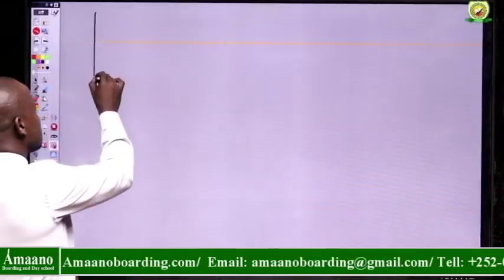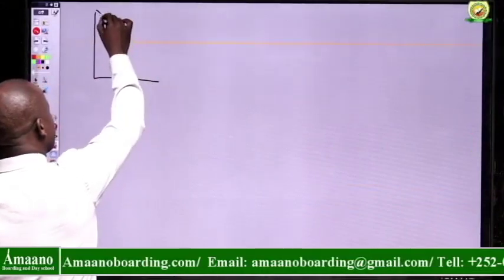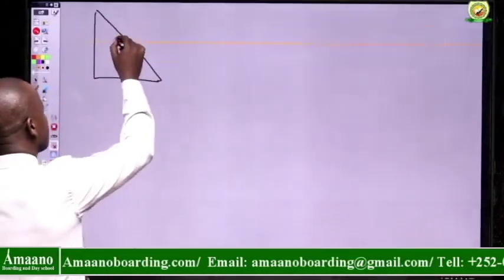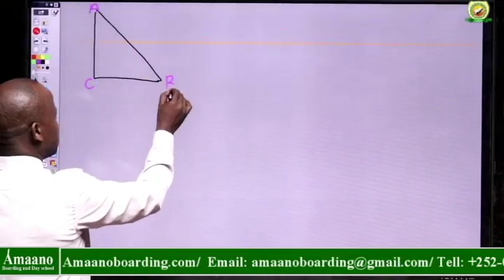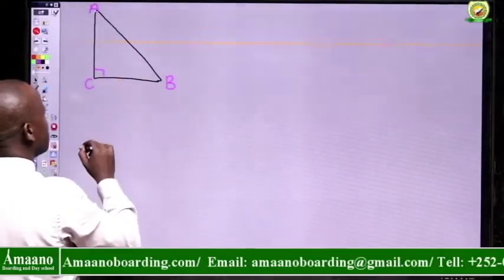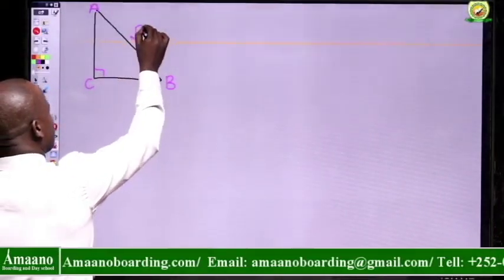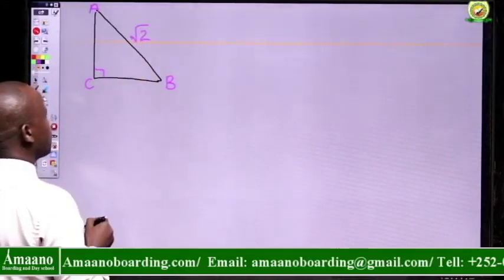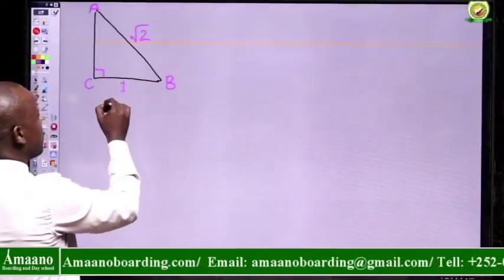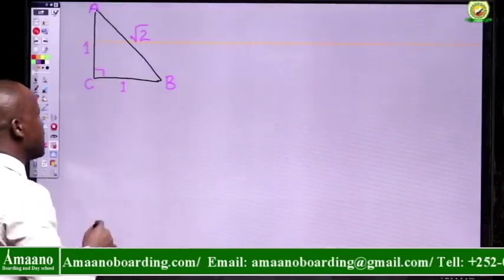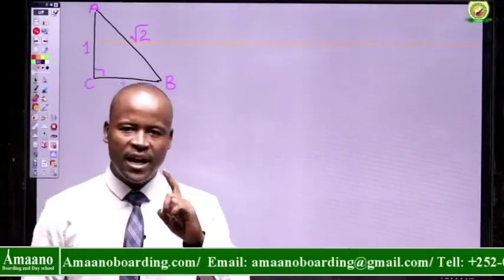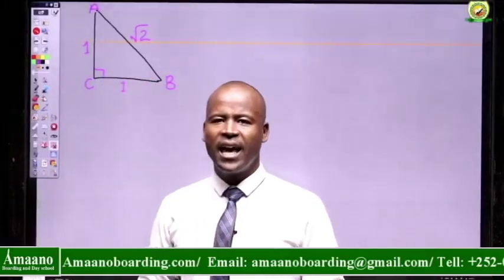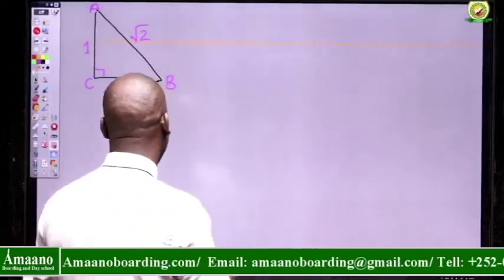Assume that this is the isosceles right angled triangle, given by A, this one is C, and here we have B, and the right angle is at C. The hypotenuse is given by the square root of 2 units, and BC is 1 unit, and that of AC is 1 unit. Now, after having this, we are asked to find sine of angle A, cos of angle A, and tan of angle A.